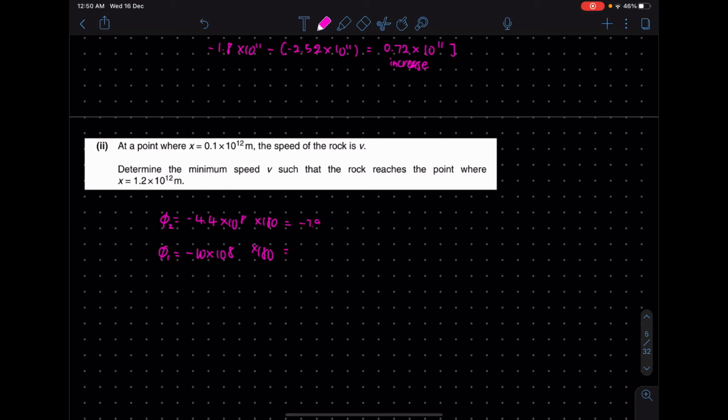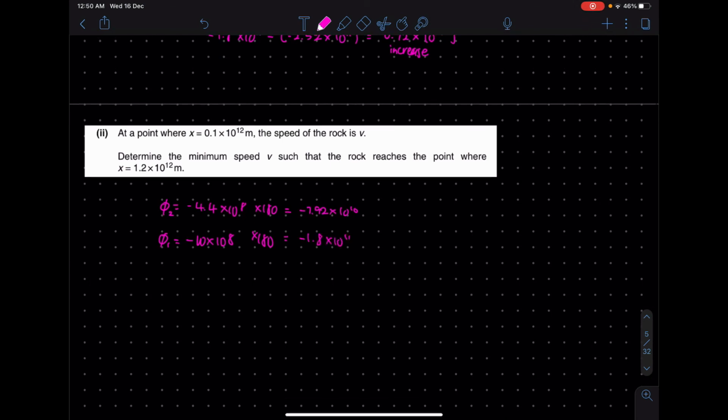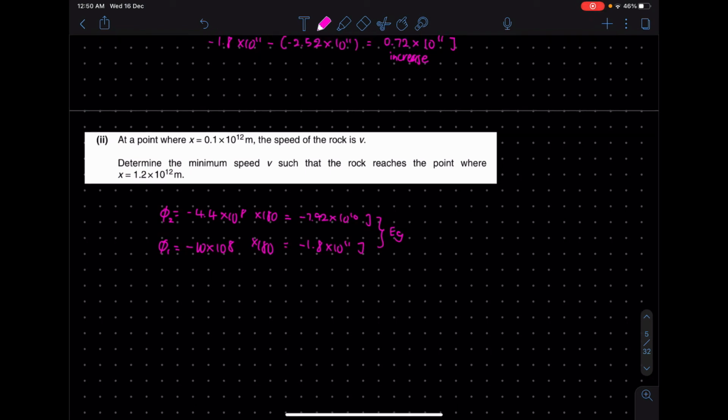So it looks something like this, and then negative 10 times 10 to the power of 8 times 180, negative 1.8 times 10 to the power of 11. So now all we have to do is find the difference between these two, because these two are already the gravitational potential energy, if you caught up.